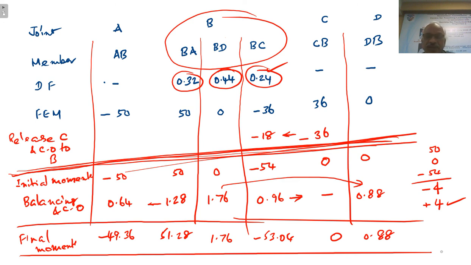So that completes structural frames. With this introduction, you can try to solve any problem. Hope you will not have any difficulty. So this completes the analysis of structural frames, right? Thank you for your patience.